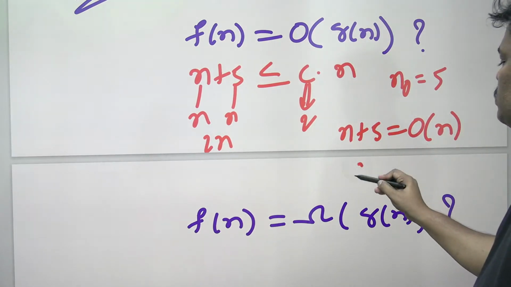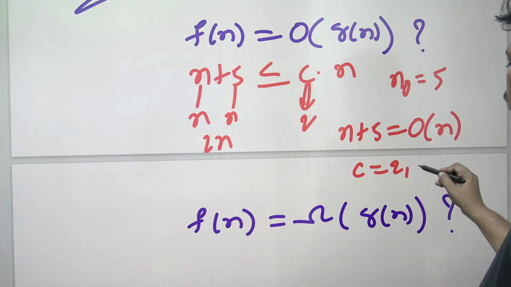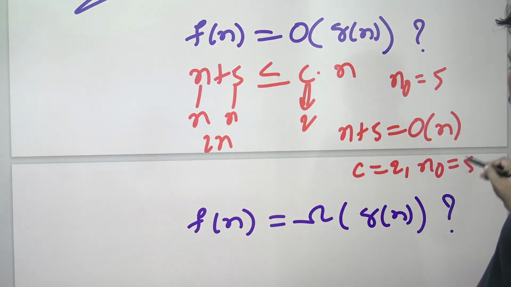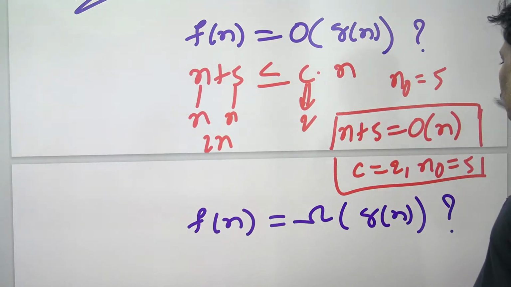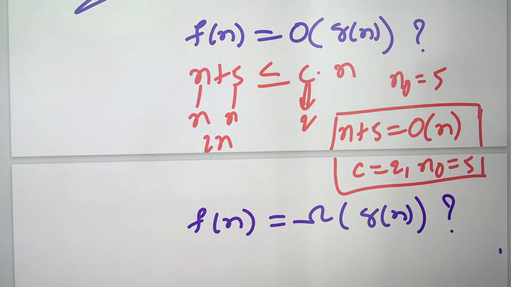Can you help me now? What is the C value? 2. What is the n0? 5. So 5 onwards, listen, 5 onwards, with C equal to 2, big O is possible.